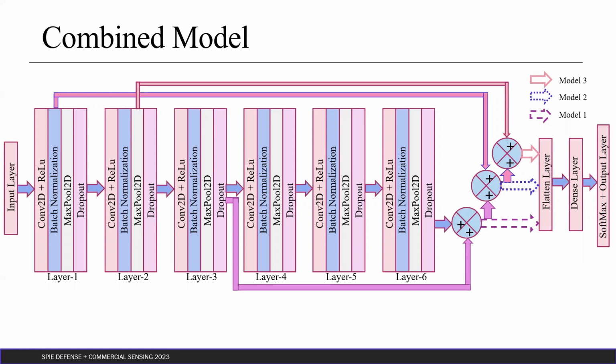If you see our combined model, here we are presenting all three models together. In the case of model 1, we just use this one. In the case of model 2, we use this, and in the case of model 3, we use this connection. So it concatenates all three and gives the output.